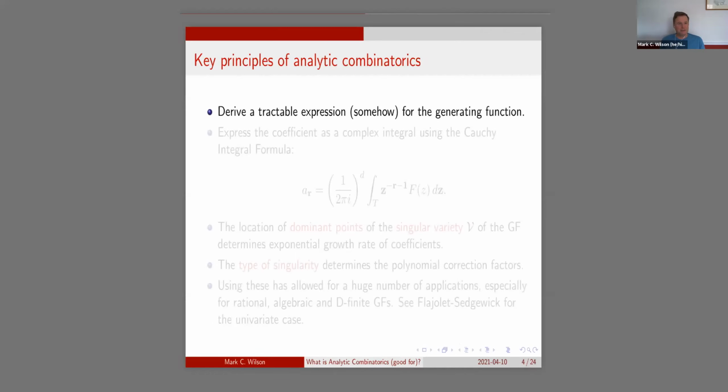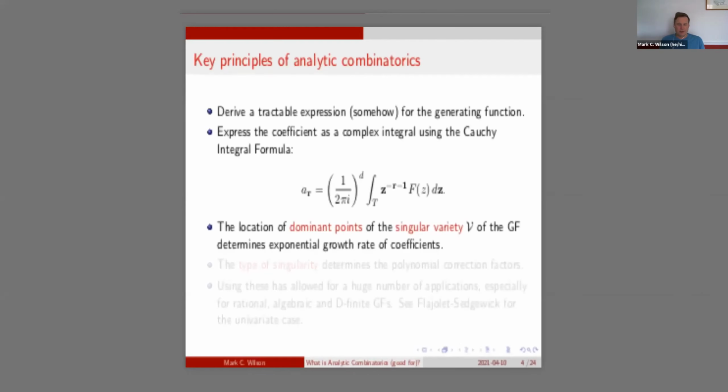So the key principles of analytic combinatorics are basically: find the generating function somehow. It's not always that easy, but I think of this usually as the easy part. You have a rational or maybe algebraic or somewhat nice expression for that generating function. Then you extract the coefficient using the Cauchy integral formula. This is a multidimensional version. Think about it in one variable. You're just integrating around a little circle around the origin.